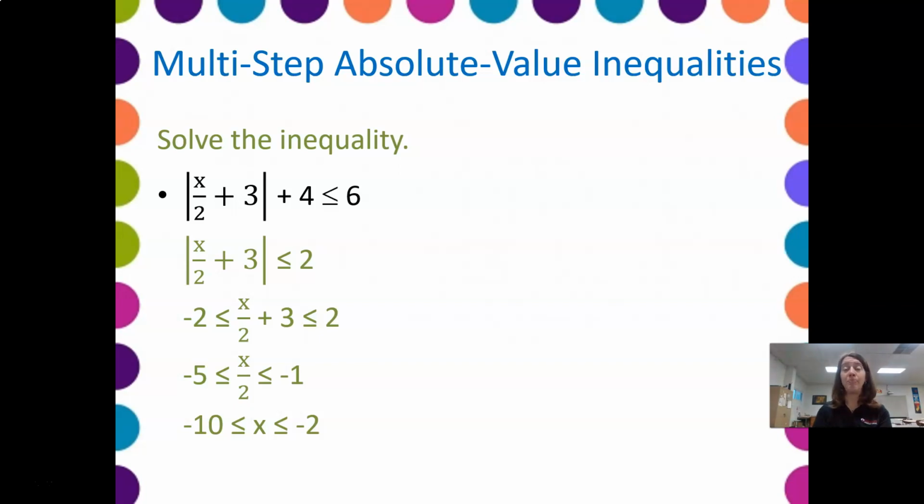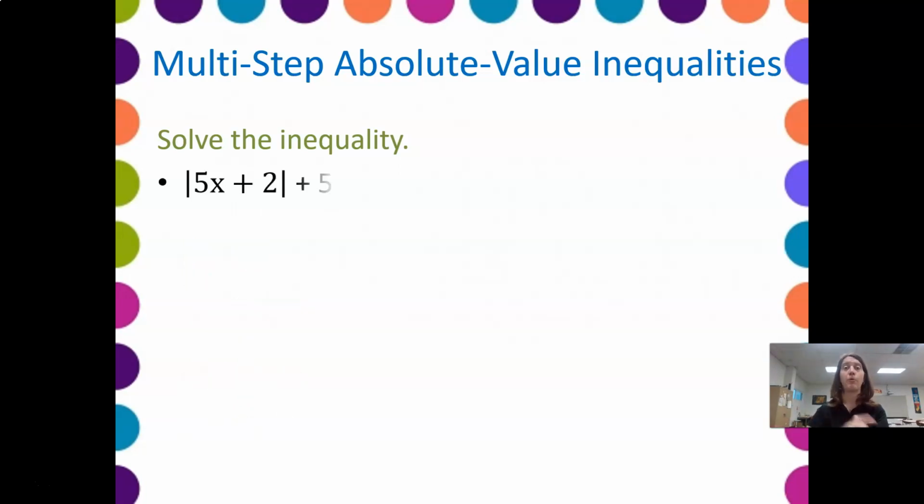So what does this mean? As long as I use some value of x that falls in between -10 and -2, that answer would work in this problem. There's a whole range of answers that I could use, not just one specific answer or two specific answers. There's actually an infinite number of answers that could work on this question.